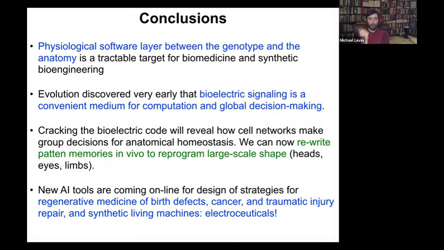And we can now rewrite some of these patterns, such as, for example, in the planarian, or in the frog. And new machine learning tools are coming online to help us design strategies for all kinds of applications.